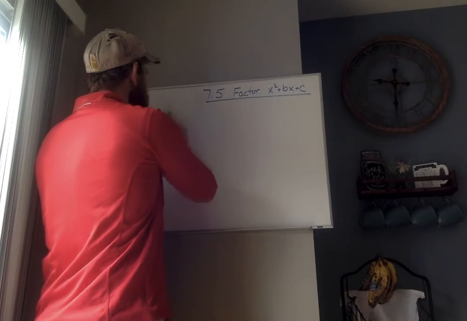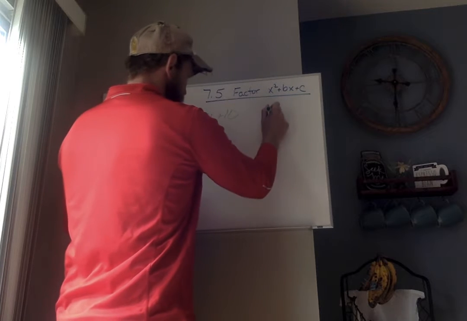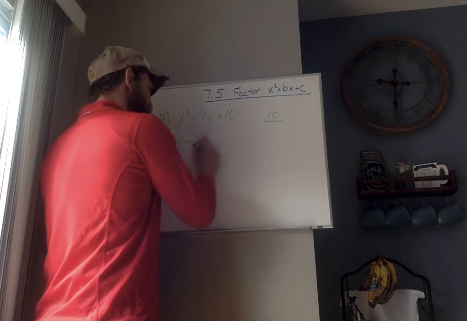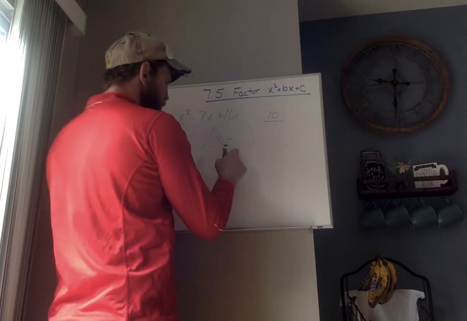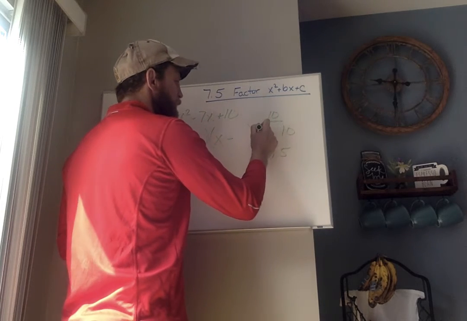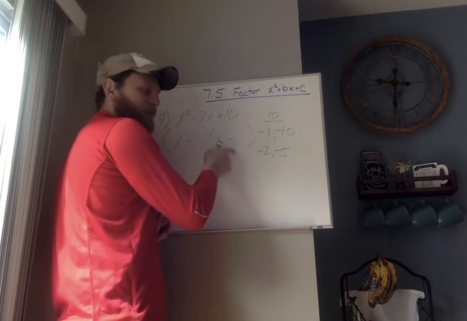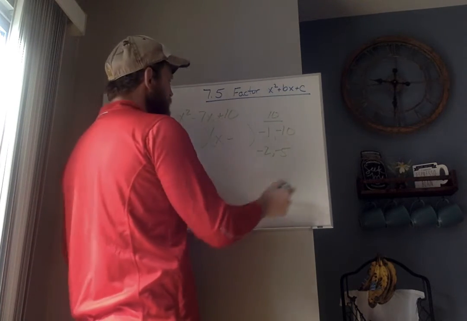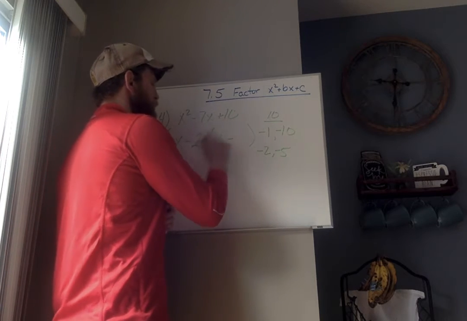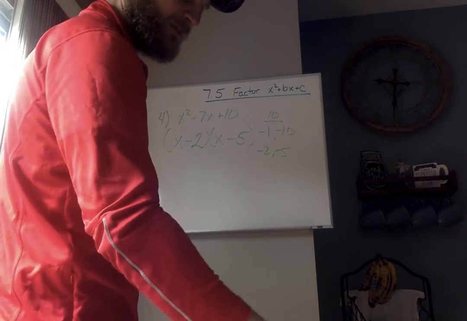Number 4. X squared minus 7x plus 10. Minus plus factors to minus, minus. Now we just have to fill in the blanks. What are my factors of 10? All right. So negative 1, negative 10, negative 2, negative 5. Because of this, now we're going to combine them. Which one of those can give me 7? Yep, you guessed it. 2 and 5.